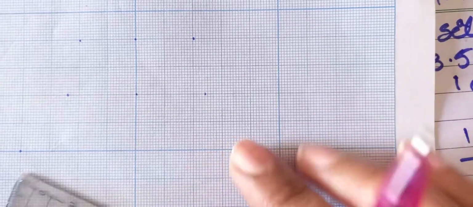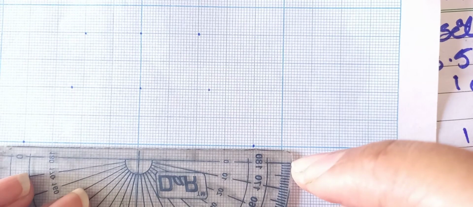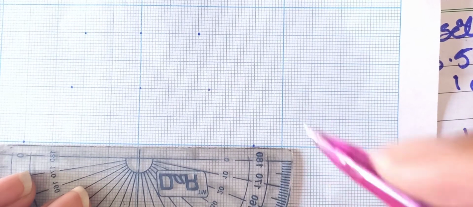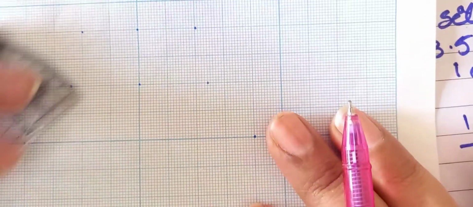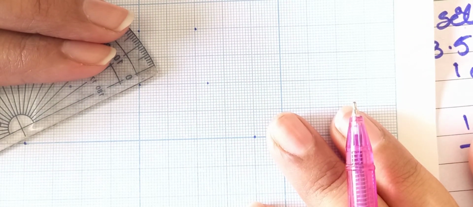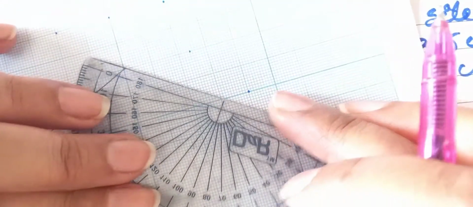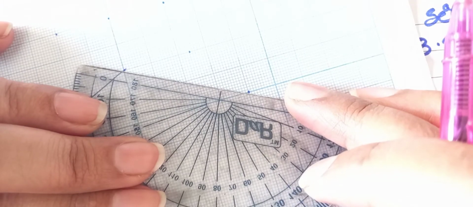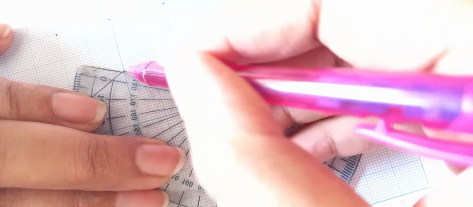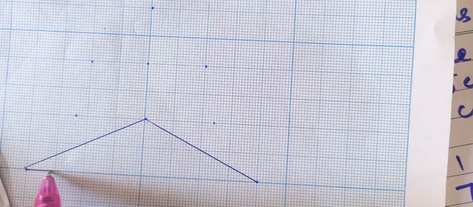Now I will join these points with the help of a ruler. So you join this, you will get the required result. And this is the middle, you will join this and this as it is shown in the book. I have scaled it up. So this is our new triangle.